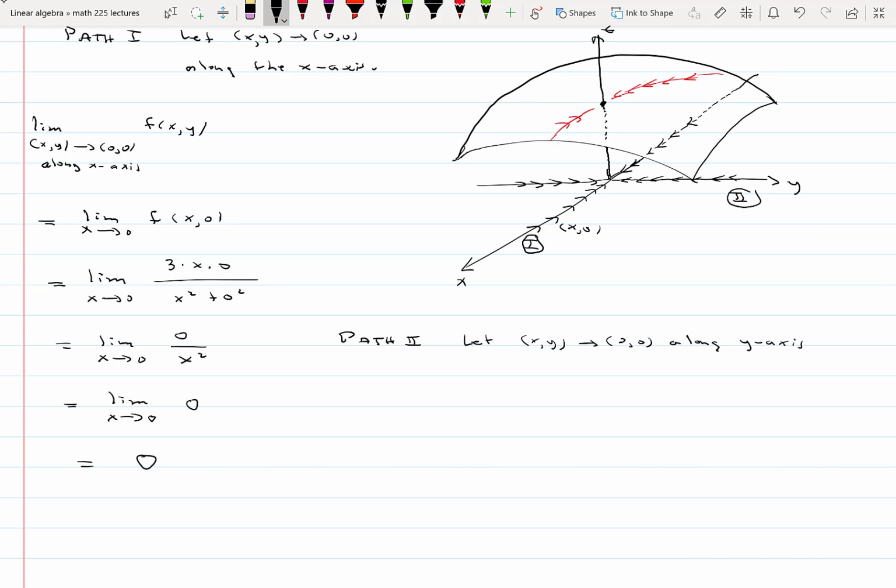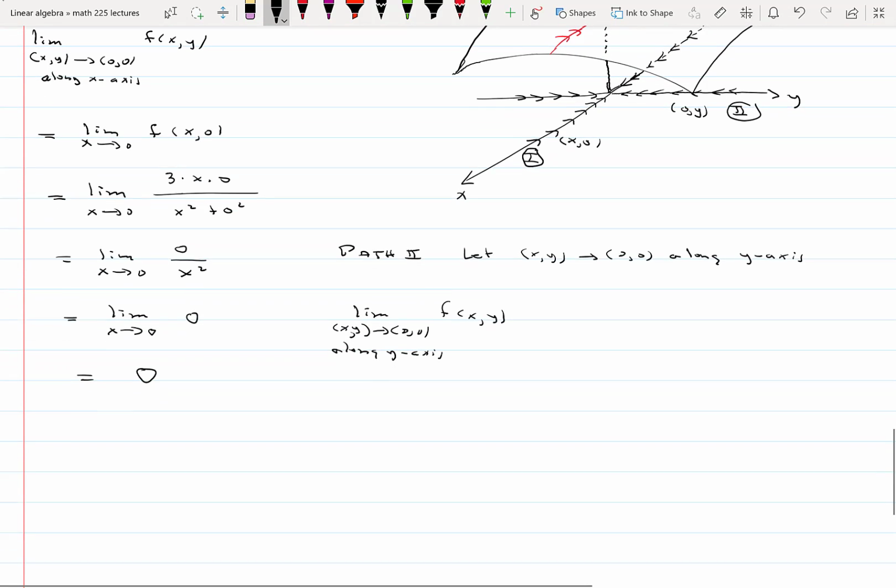Okay, well, what does a typical point look like on the y-axis? It has an x coordinate of 0 and some y value. So let's do this. Let's try to evaluate the limit as x and y approach the origin, let's say along the y-axis, of f of xy.